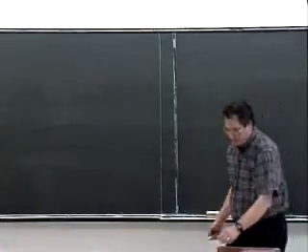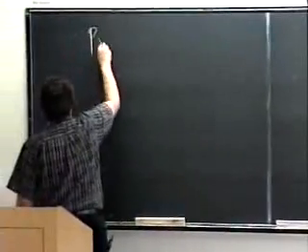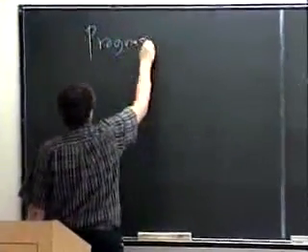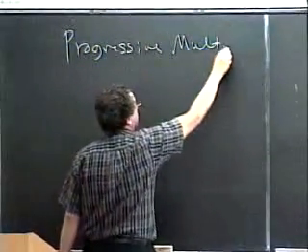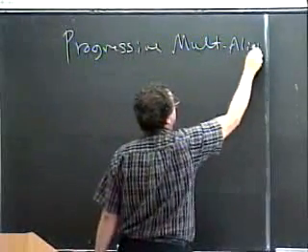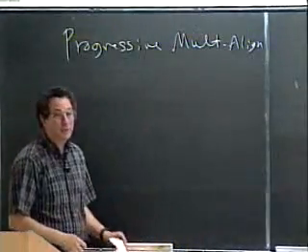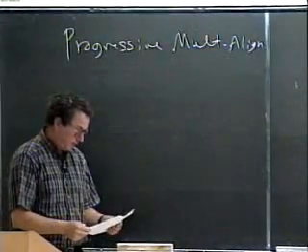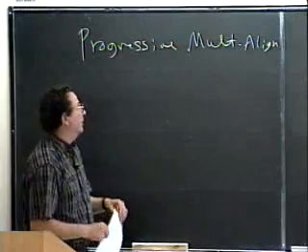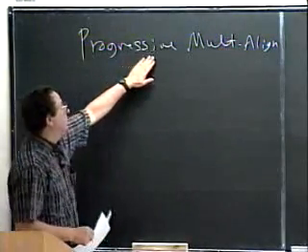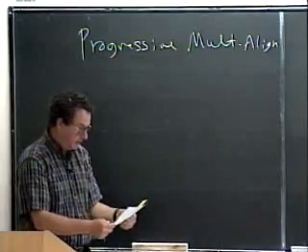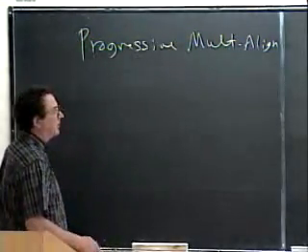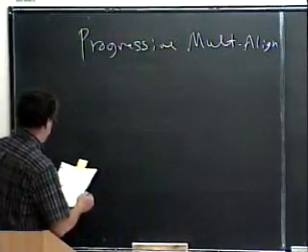So we're talking about multiple alignment. Actually, we're talking about progressive multiple alignment. It's a particular type of multiple alignment. This is sometimes called iterative pairwise alignment or something of that sort as well. But at any rate, what I stopped with last time was the following.